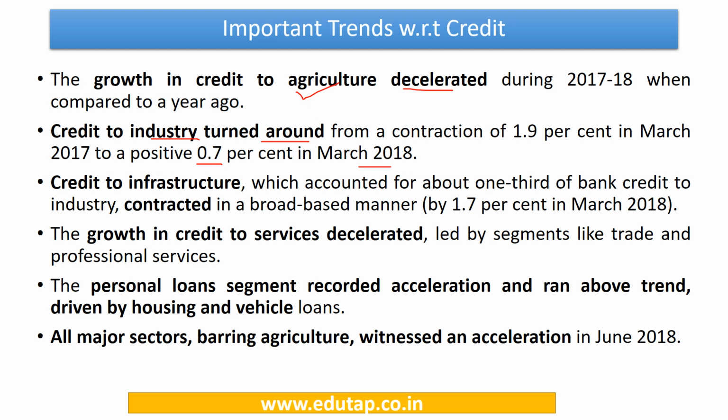And the growth in credit to services again decelerated, led by segments like trade and professional services. The personal loan segment recorded acceleration, and all major sectors barring agriculture witnessed an acceleration in June 2018. So if we take a look at the current year, that is after 31st March 2018, credit started to pick up. There was an acceleration in all the credit sectors.